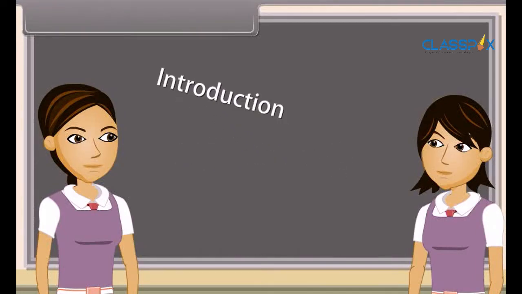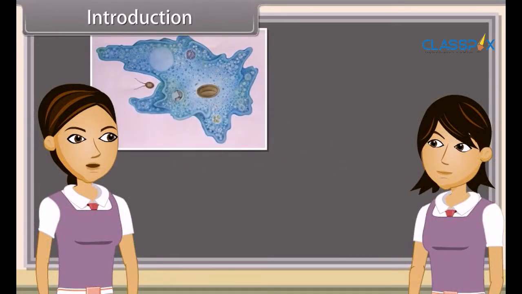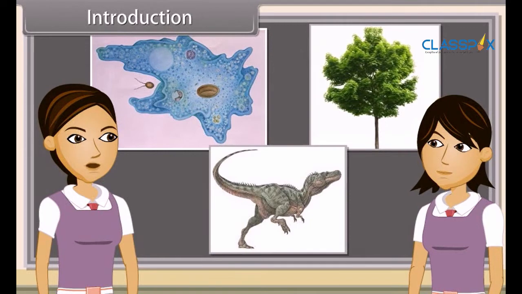Introduction. Can you name this organism? Yeah, this is amoeba. Name these organisms as well. The first one is a tree and the second a dinosaur.